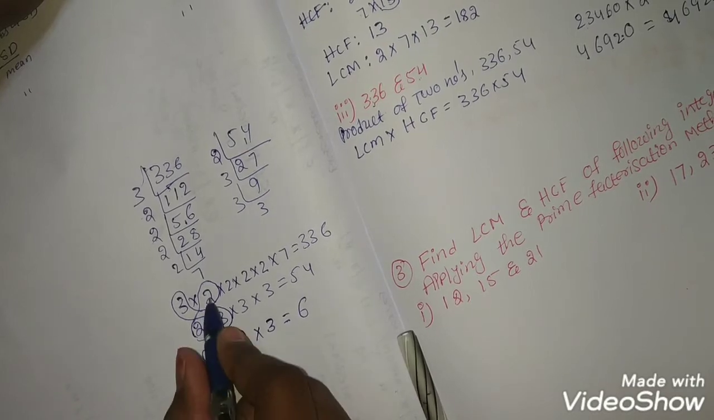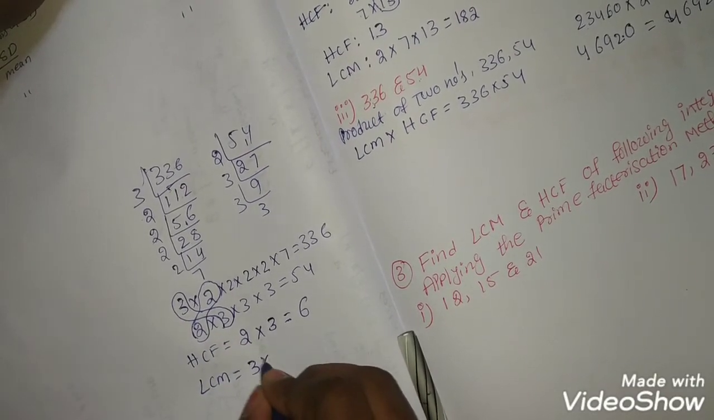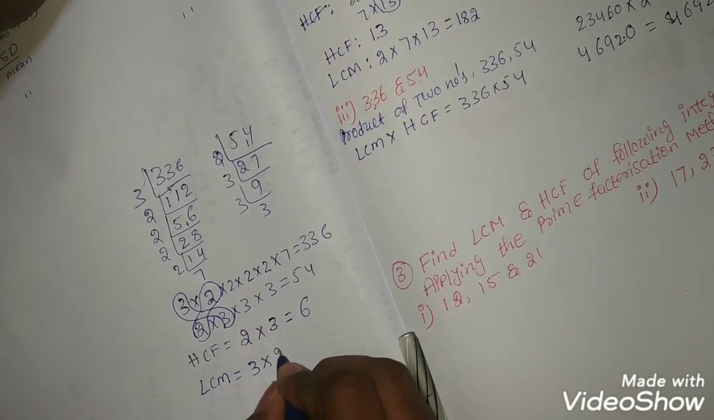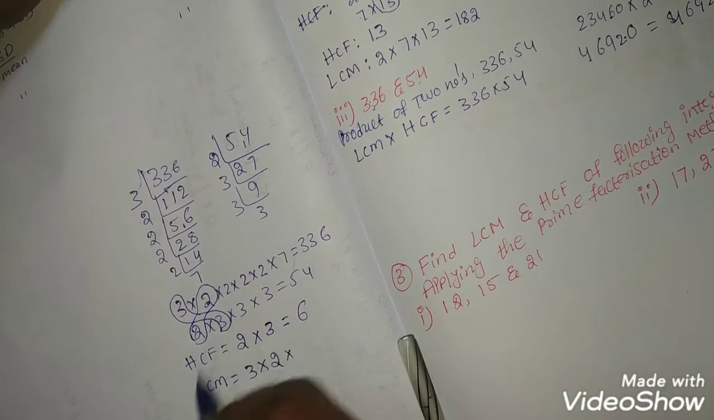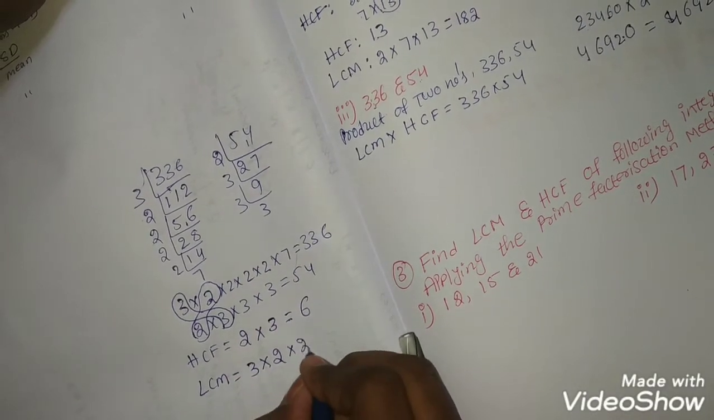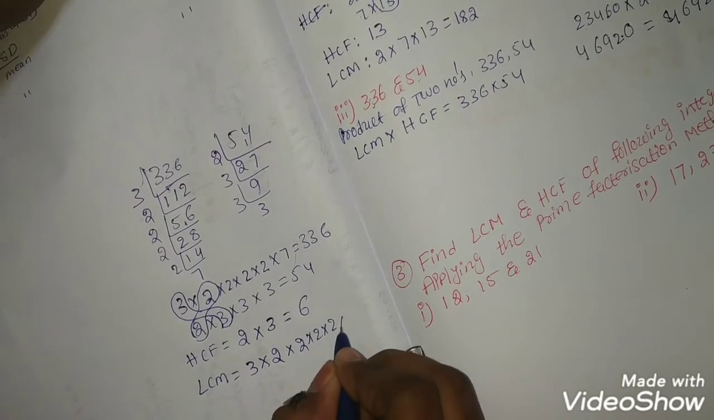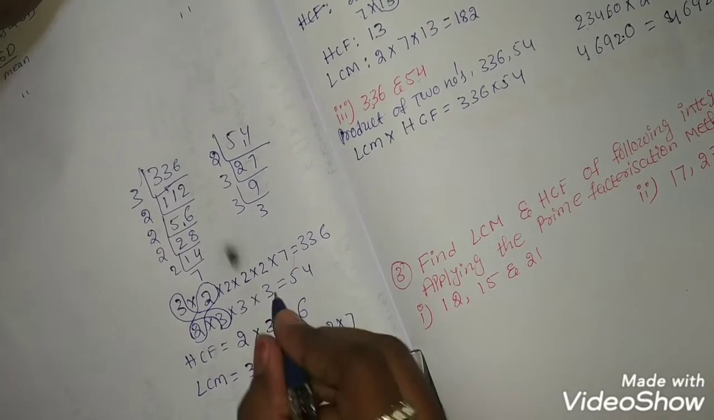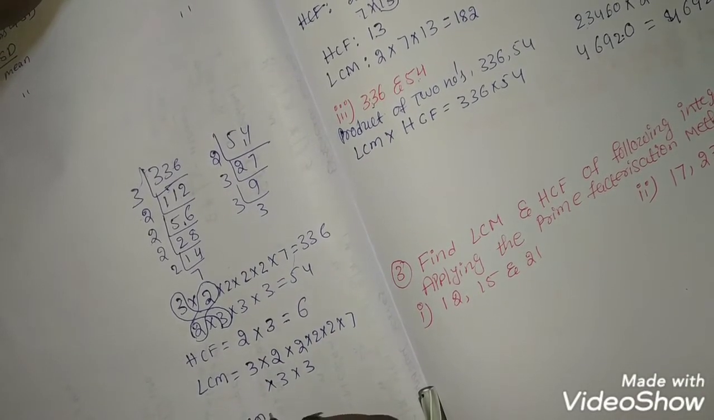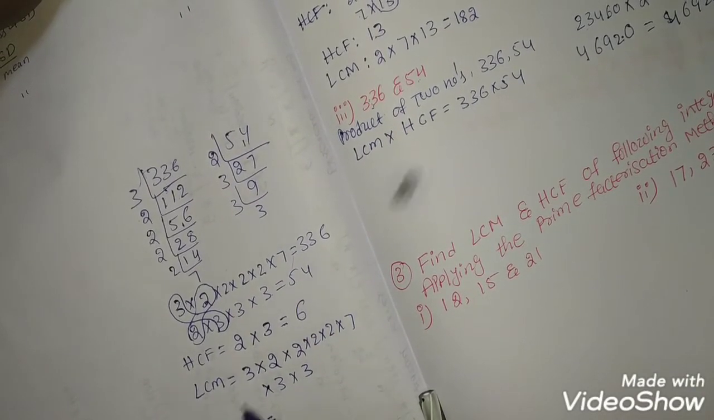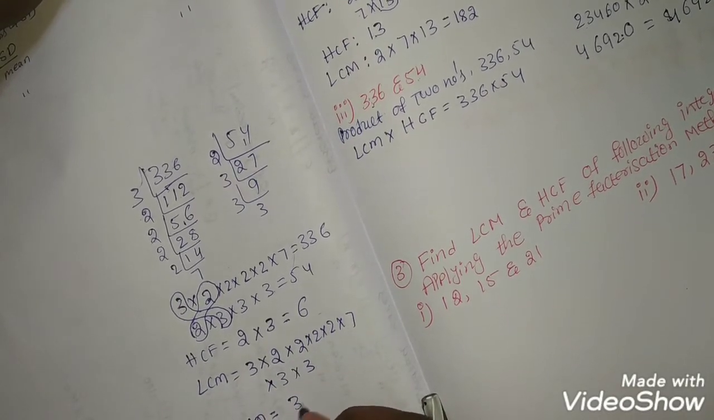And what about LCM? Which one is the common here? 3 is the common, so you write a single 3 into. 2 is common, so you write a single 2 into. And the remaining uncommon numbers are there, no? So you write them as they are: 2 into 2 into 2 into 7 into, and the remaining 3 into 3. Okay, what do we get? What is the LCM? If you multiply these numbers, we get 3024.